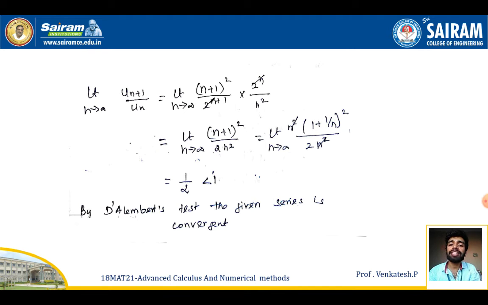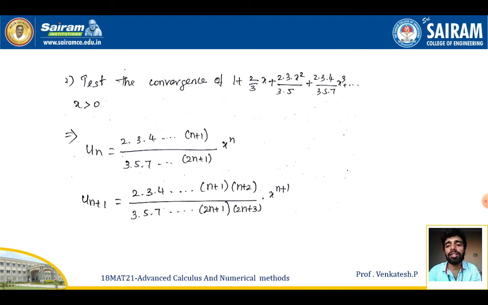So we'll see one more example on the D'Alembert's ratio test. So test the convergence of 1 plus 2 by 3 x plus 2 into 3 into x square by 3 by 5 plus 2 into 3 into 4 by 3 5 7 x cube and so on. So here also we have to make the nth term first. So obviously from the directly we can write un is equal to 2 into 3 into 4 into n plus 1 divided by 3 into 5 into 7 2n plus 1 whole power x power n.